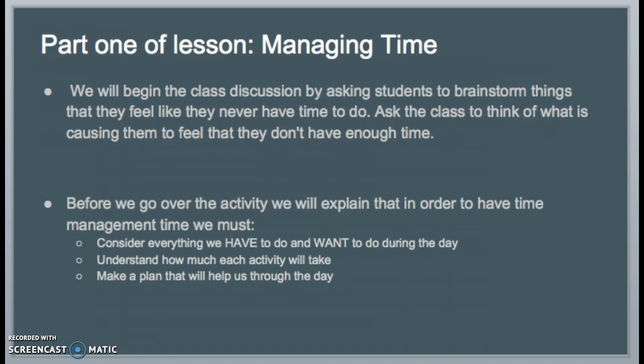Part 1 of the lesson, Managing Time. We will begin the class discussion by asking students to brainstorm things that they feel they never have time to do. Ask the class to think of what is causing them to feel that they don't have enough time.